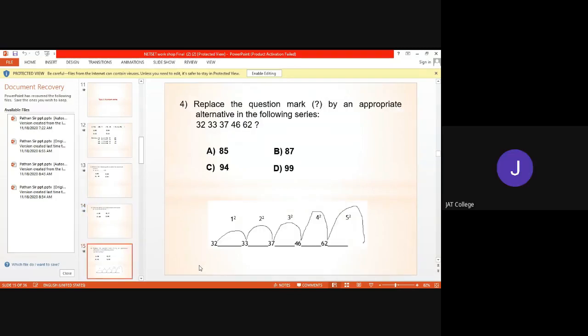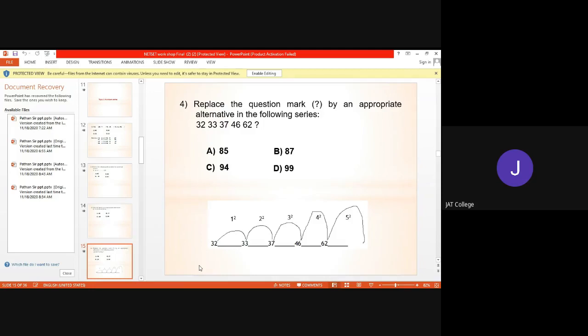Now next one. Here replace the question mark by an appropriate alternative in the following series: 32, 33, 37, 46, 62. So here, first of all, in this type of series, what you have to do? You have to measure the difference. Between 32 and 33, there is a difference of 1. But between 33 and 37, there is a difference of 4. Between 37 and 46, there is a difference of 9. And between 46 and 62, there is a difference of 16.